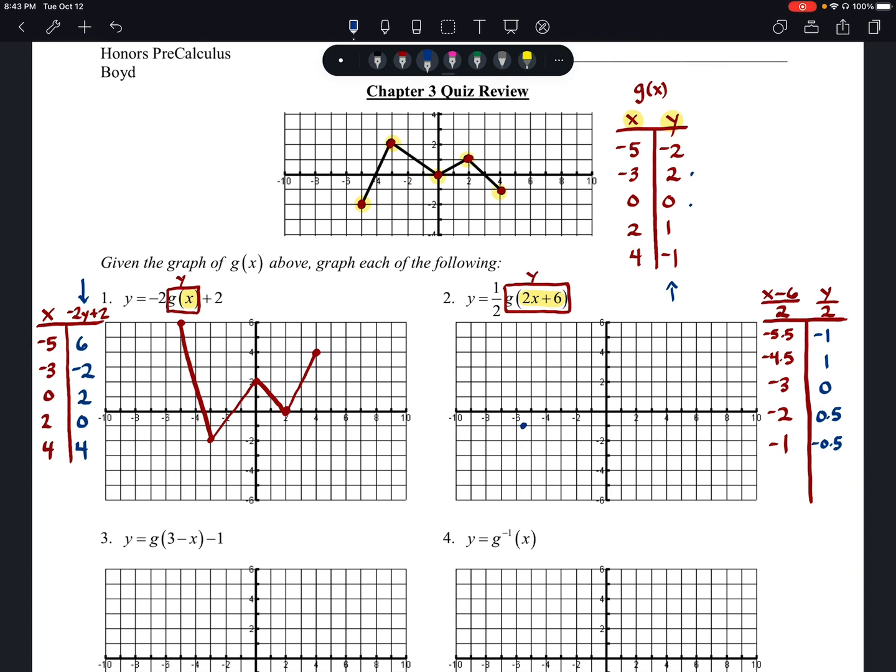We've got negative 4.5, positive 1. We've got negative 3, 0. Negative 2, positive 1/2. And then negative 1, negative 1/2. So we'll take that and we'll just go ahead and connect those in that same order.